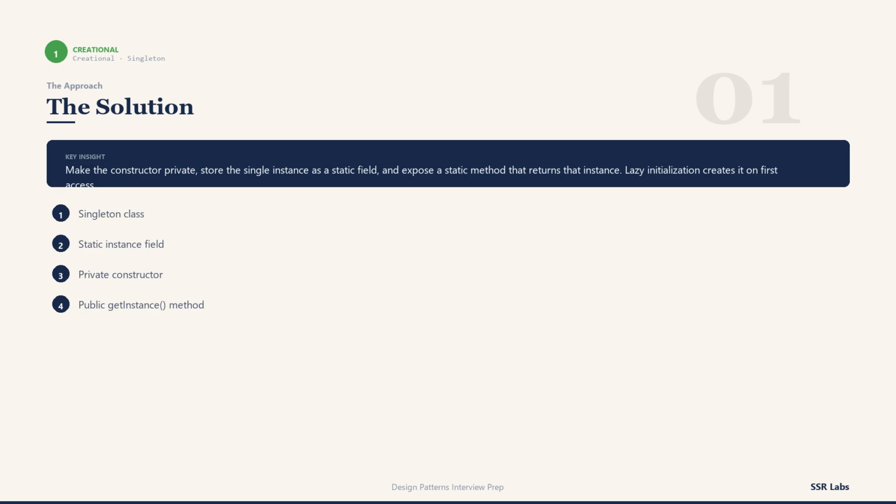The solution is elegant. You make the constructor private, so nobody can call new on your class from outside. Then you store the single instance as a static field inside the class itself. And finally, you expose a public static method, usually called getInstance, that returns that one instance. The beauty of this is lazy initialization. The instance isn't created until someone actually asks for it.